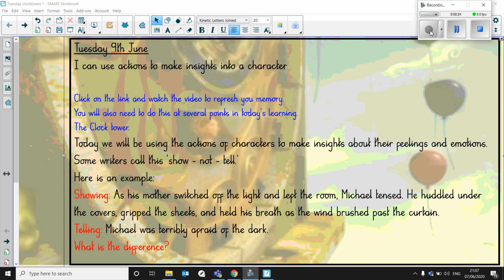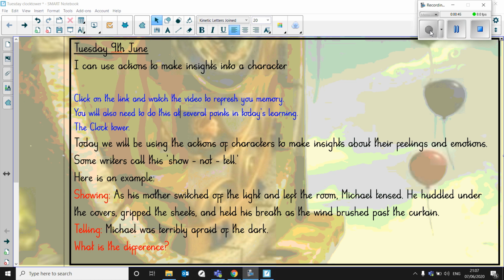So what do we mean by making insights into a character? We're going to be using the actions, the things that the character does in the story or in the video, to understand their feelings and their emotions. Some writers call this show not tell, which I believe we've touched on earlier in the year.